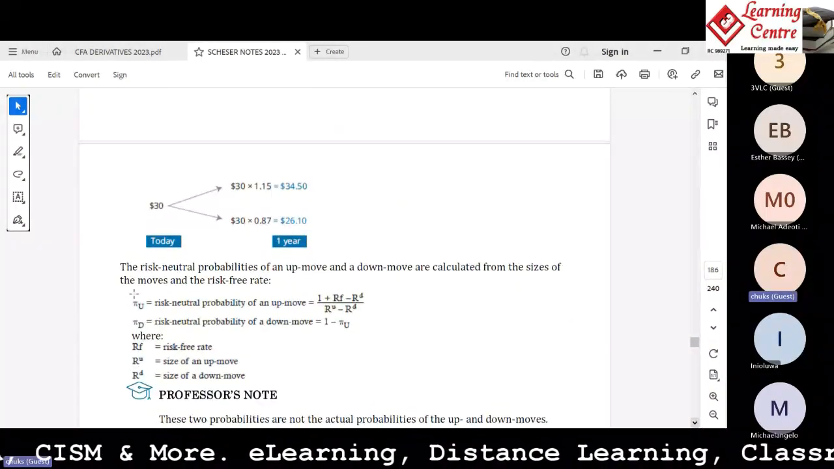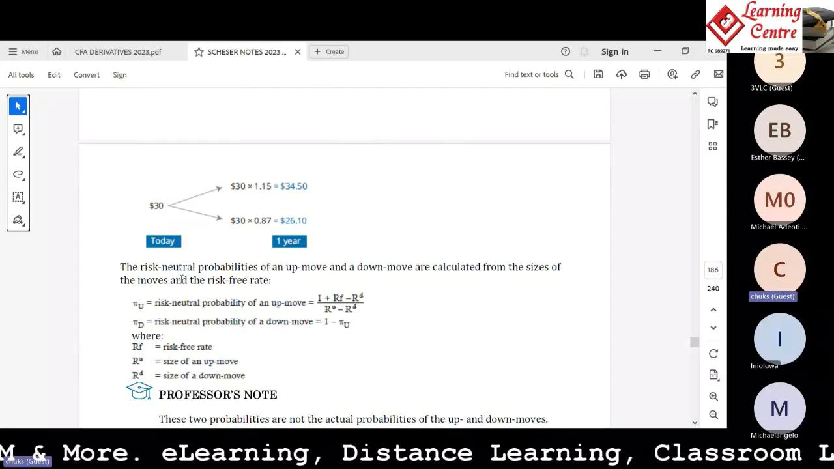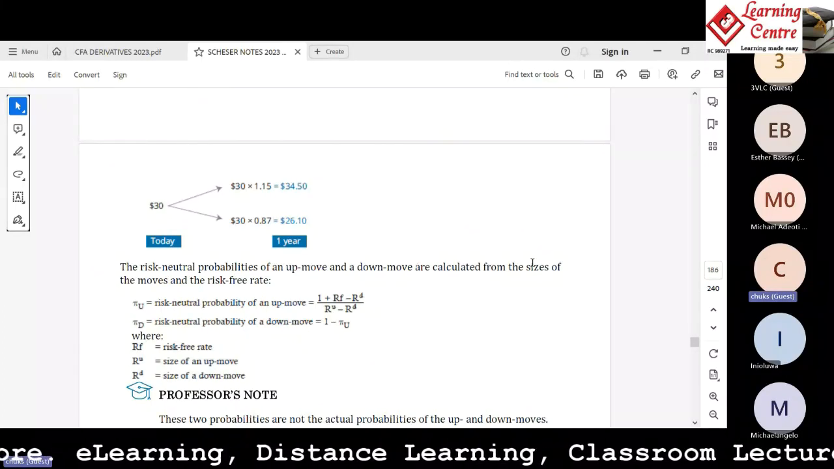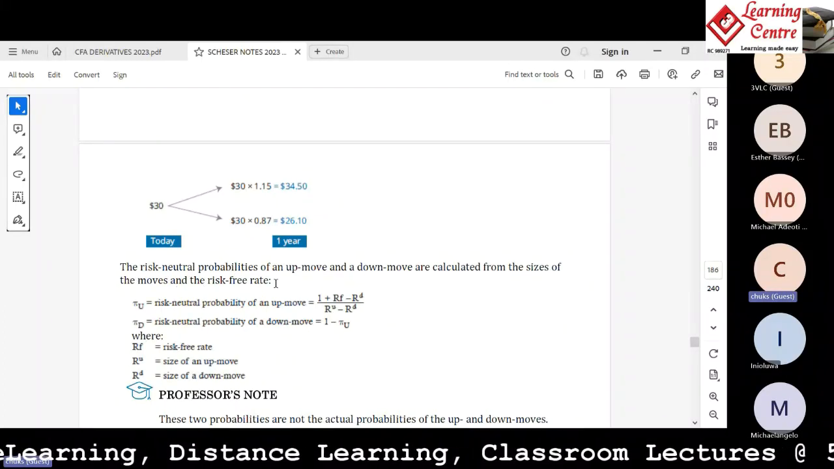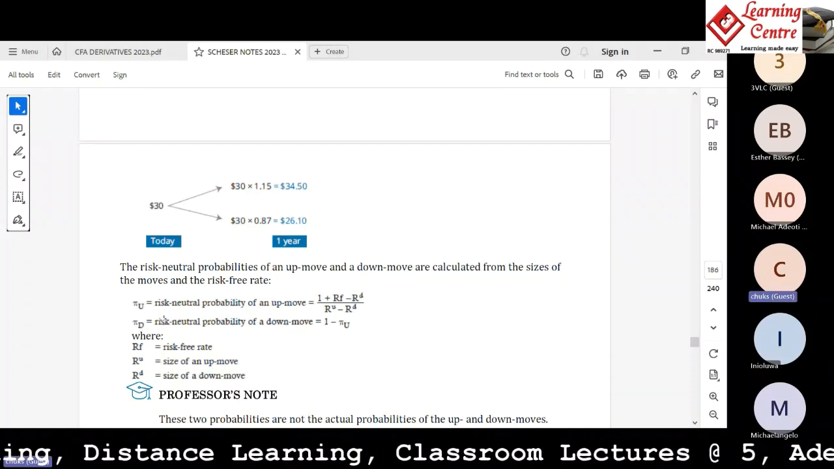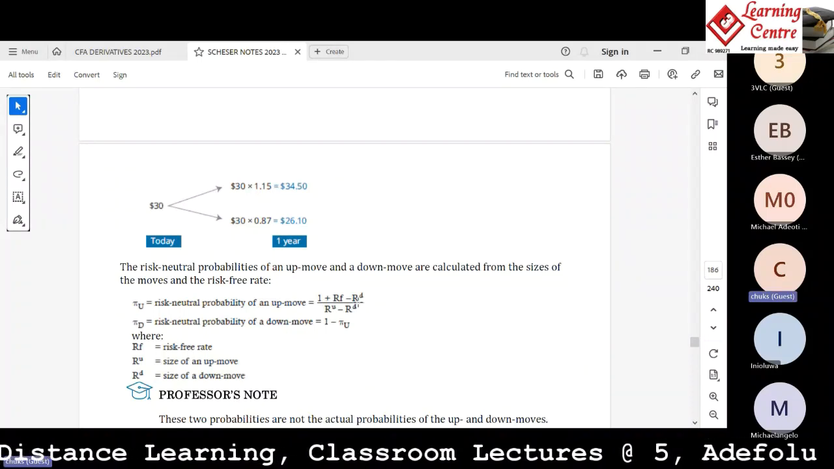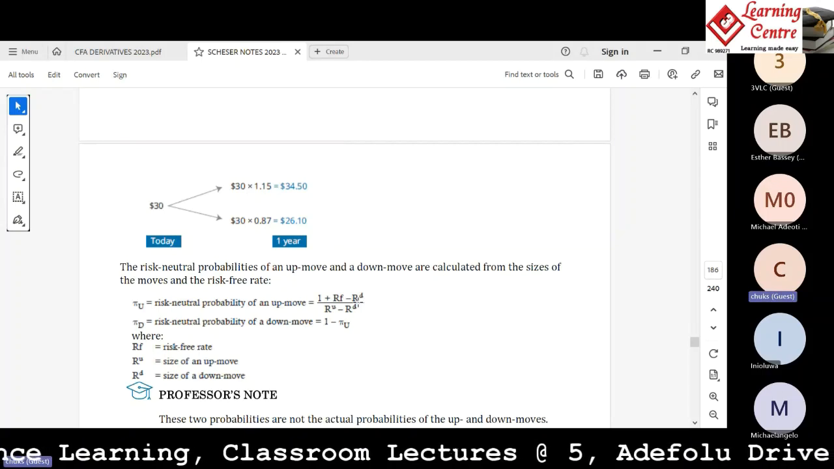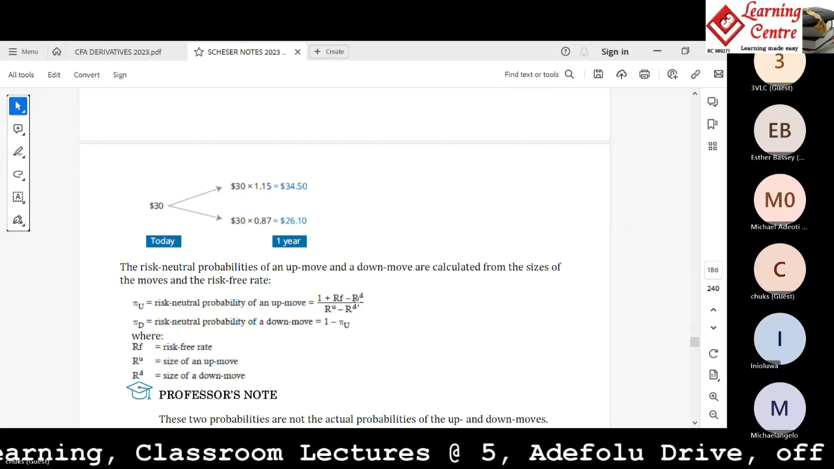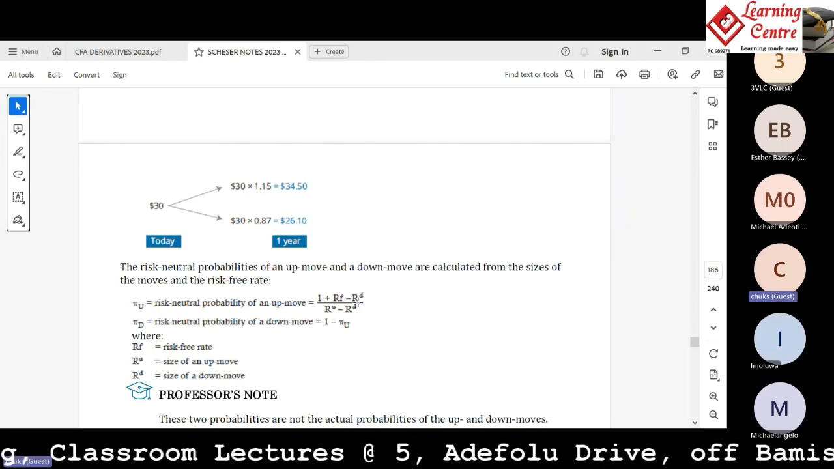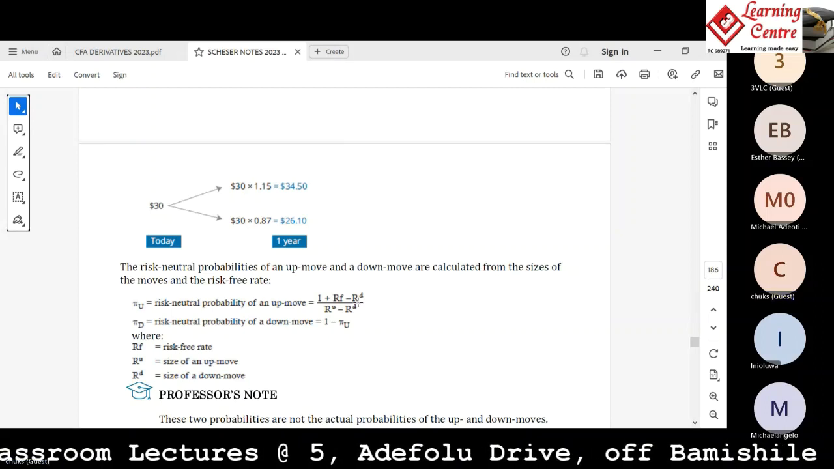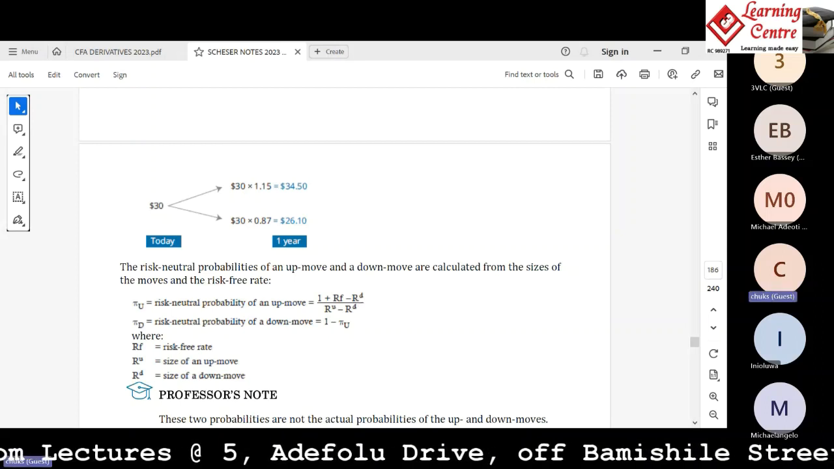Okay, so in this case, the risk neutral probabilities of up are calculated from the sizes of the moves and the risk-free rate. So we need to use this to calculate the risk neutral probability before we arrive at the final answer. So what does that mean?